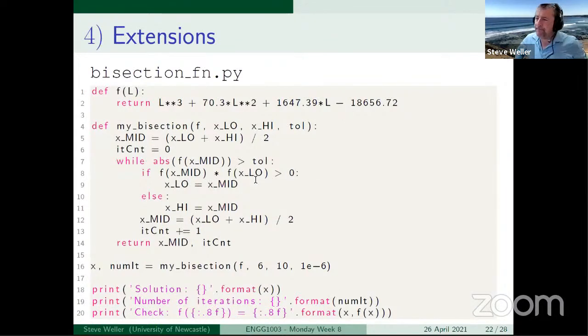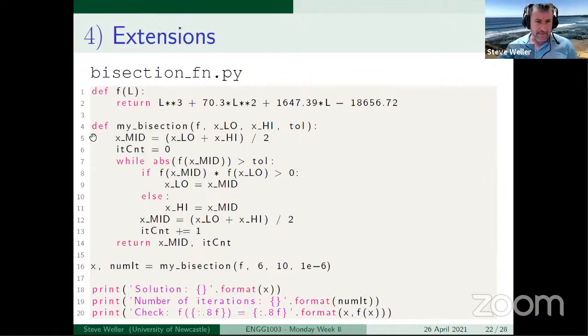A couple of extensions, and so we're going to take the code we've written and just reframe it a little bit. And I'll show you how to time code as well. I want you to look at this code that you see on the screen here on page 22.